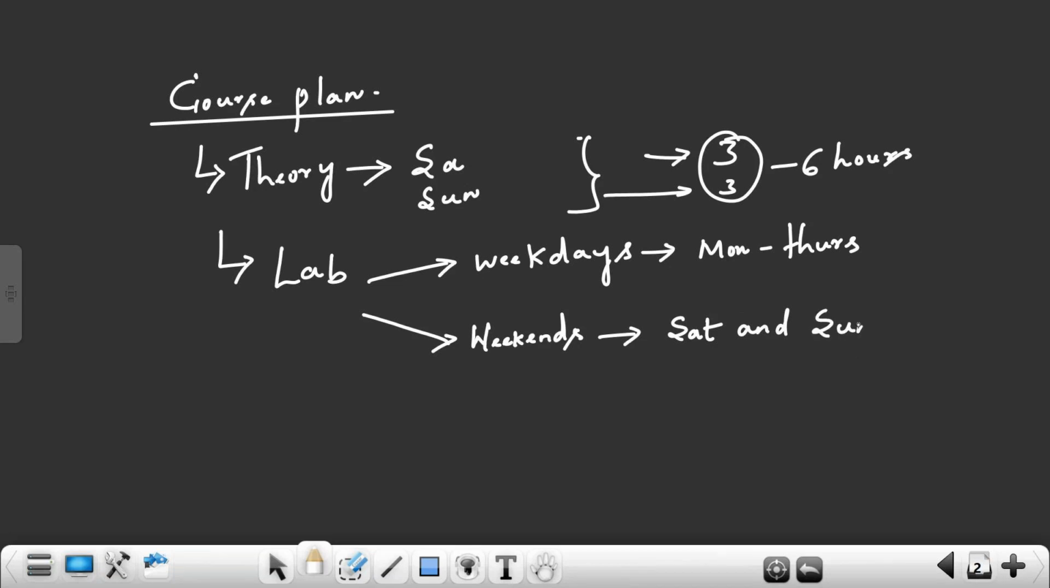If theory classes happen in the morning, then the weekend lab will be on what? In the afternoon. But weekday labs happen only on what? Monday to Thursday. It is for 3 hours. Every session is for 3 hours. Right? Don't attend both labs. You can attend either on weekdays, or only on what? Weekends.